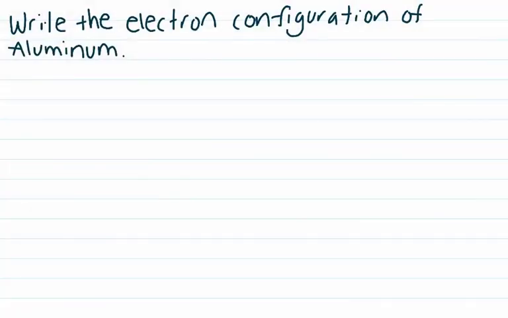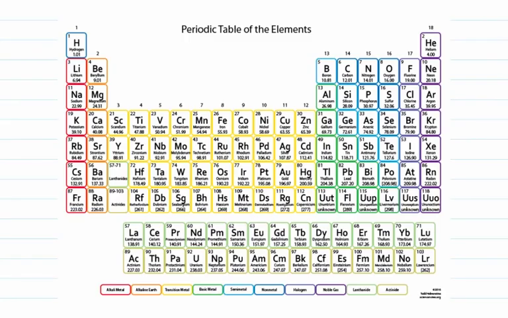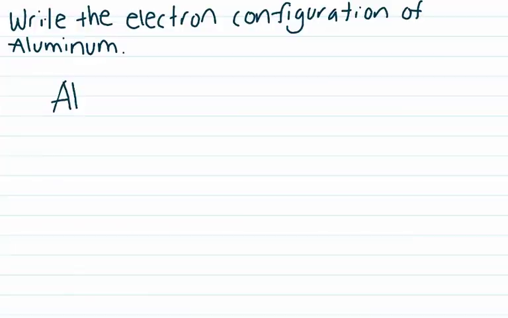Write the electron configuration of aluminum. Whenever we have an electron configuration problem, the first thing you want to do is determine how many electrons it has. Since aluminum is an atom, it will have the same number of electrons as it has protons. So let's find aluminum on the periodic table. It's number 13, which means it has 13 protons. Since it's an atom, it's electrically neutral, so it will have 13 electrons as well.